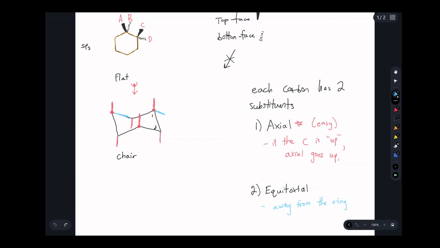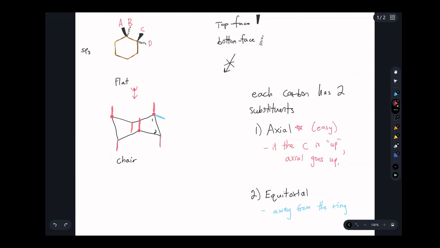Now, importantly, with equatorial positions, it can sometimes be difficult to tell if they're going up or down from the chair drawing. For example, this one, it might be clear that it's going down, but it's much less obvious than the axial position. My strong advice is to always consider the axial position when you make that assessment. So, for example, on carbon 1, we know that the axial position is going up because this is an up carbon, where the lines are being drawn up towards it. And that means that the equatorial position must be down.